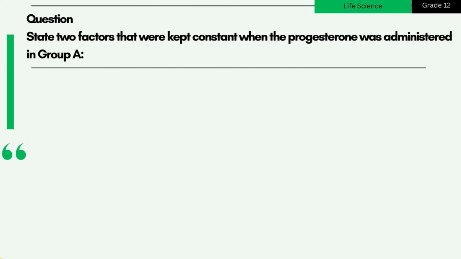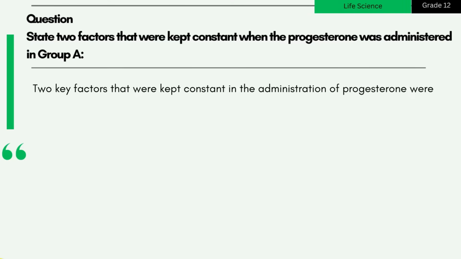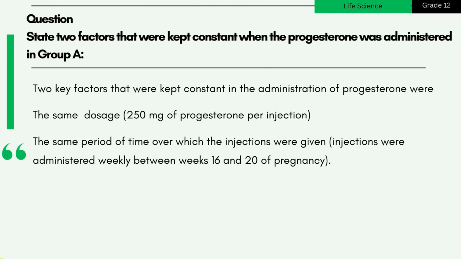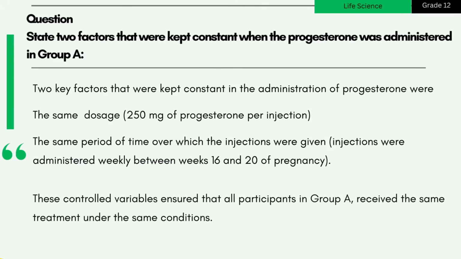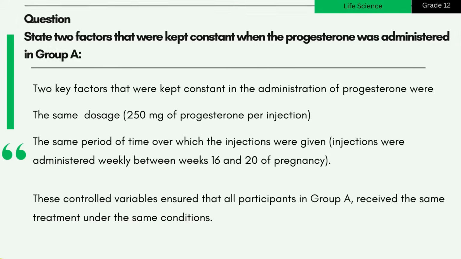Question. State 2 factors that were kept constant when the progesterone was administered in Group A. 2 key factors that were kept constant in the administration of progesterone were: 1. The same dosage, 250 mg of progesterone per injection. 2. The same period of time over which the injections were given. Injections were administered weekly between weeks 16 and 20 of pregnancy. These controlled variables ensured that all participants in Group A received the same treatment under the same conditions.